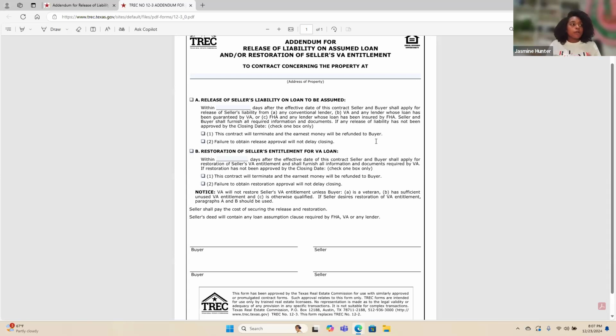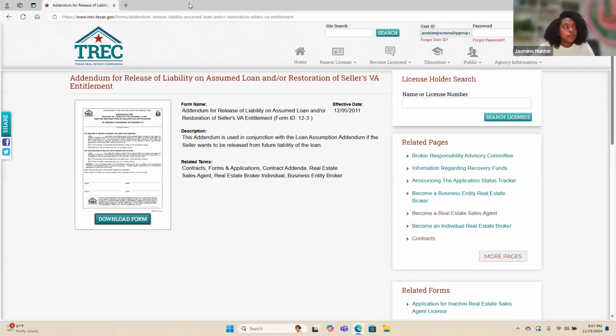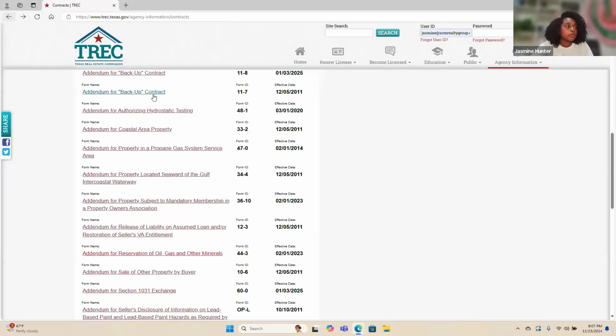Or the seller and buyer shall apply for the restoration of the seller's VA entitlement and shall furnish all information and documents required by the VA. So again, that's giving the VA person back their benefits. You're restoring that. Or again, if you're going to release a seller's liability on a loan that was being assumed by somebody, you're releasing their liability because now you've assumed it. So it's no longer their problem, it's yours. Okay. Or you're the buyer or seller.